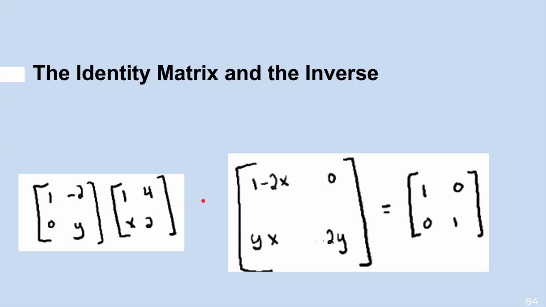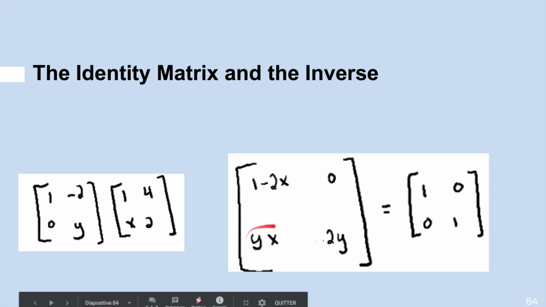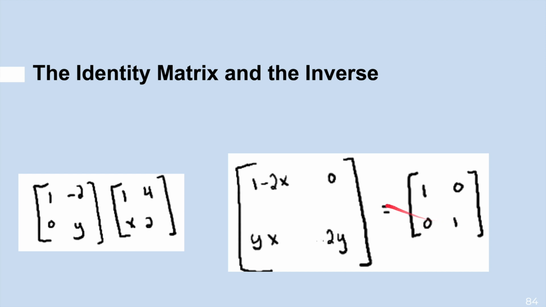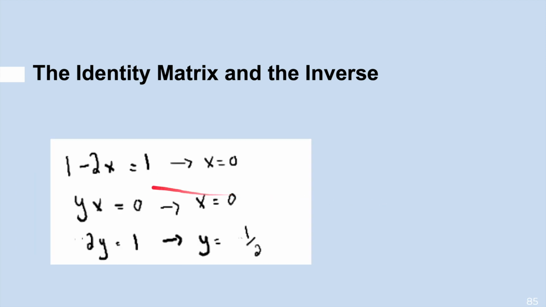So what we get here is 1 minus 2x, and this should be 1. Then we have 0, 0 should be 0, so that's good. y times x should equal 0. 2y should equal 1. So how do we figure out what x and y is? Well, let's just rewrite them.